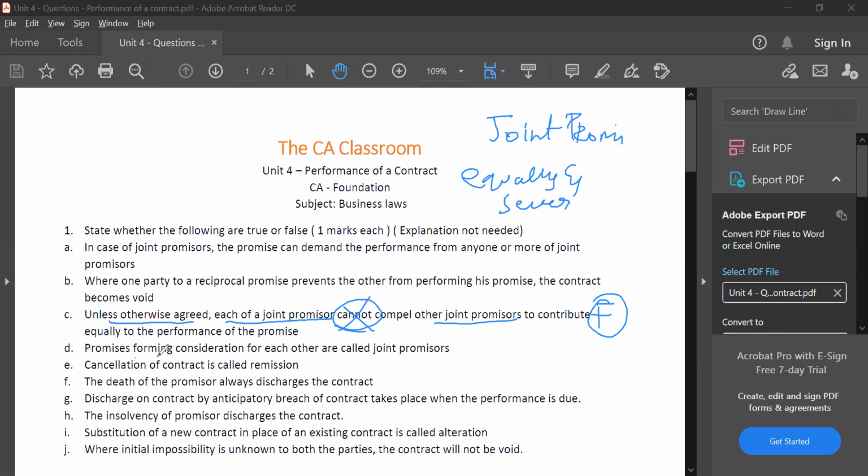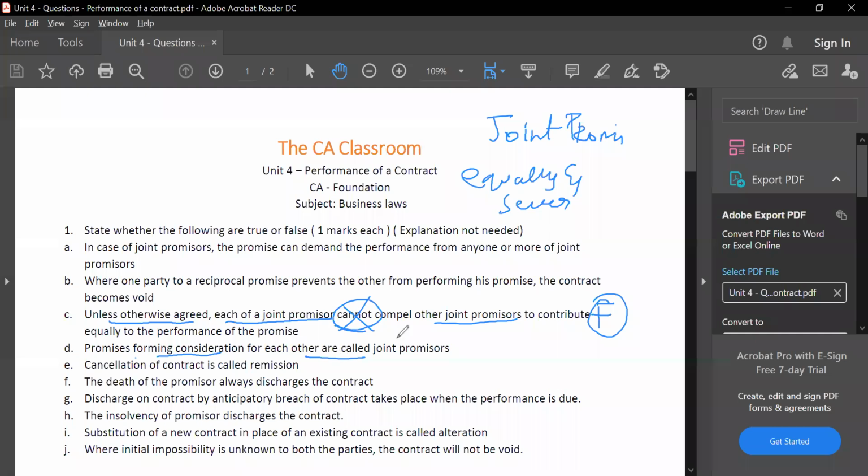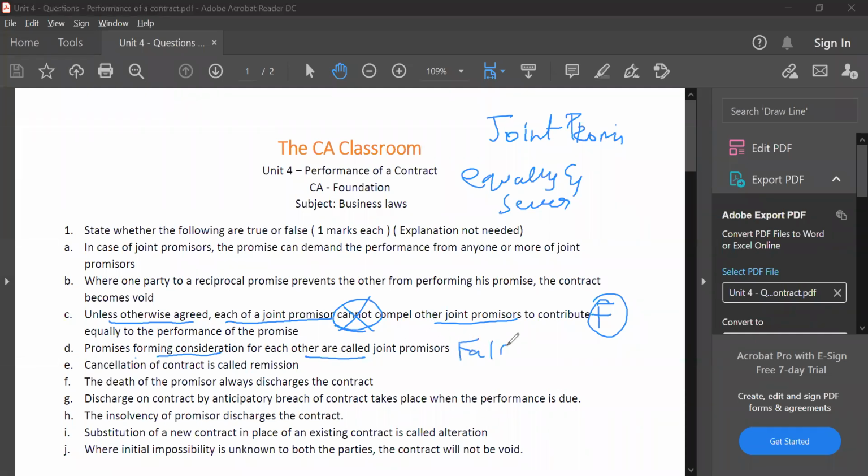Promisees forming consideration for each other are called joint promisers. Answer. False. Answer is false. Absolutely. Promisees forming consideration for each other are not called joint promisers. Joint promisers together jointly promise to another promisee. Next, can you read the fifth question?